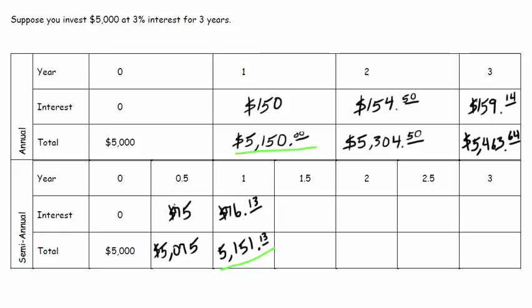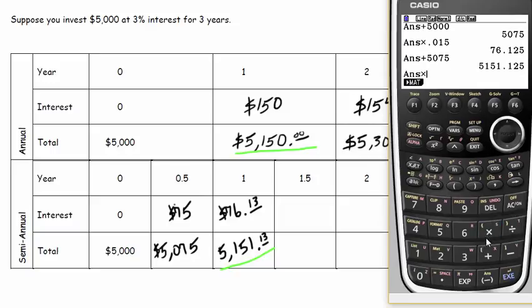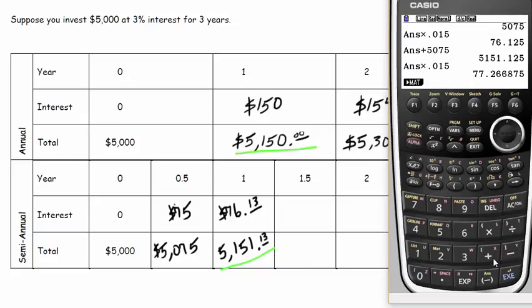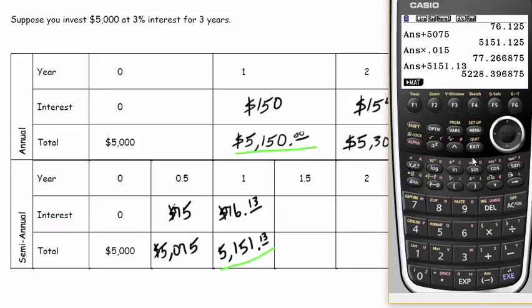All right, so let's see if we can continue this. Maybe we can speed this up a bit. All right, so I now get a 1.5% here, and then I am going to add that back to the $5,151.13 I already had.